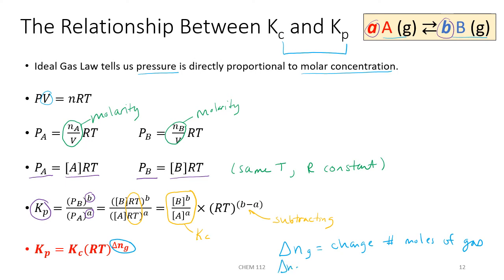Delta NG can be calculated by taking moles of gas on the product side, which we can refer to as some final state, minus moles of gas on the reactant side. So there will just be some number that we plug in for delta NG when we take the difference in those number of moles of gas.